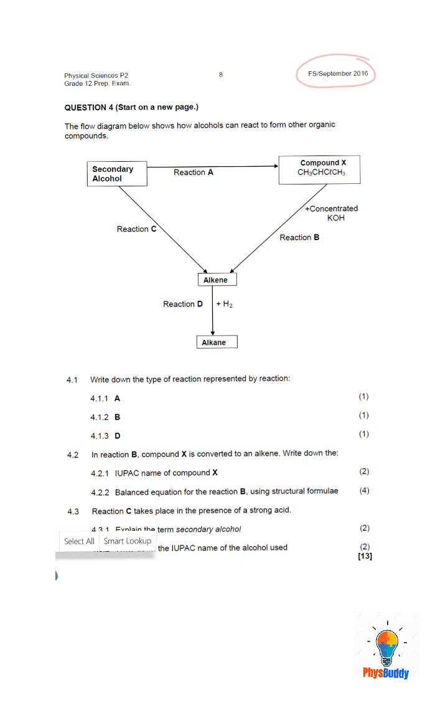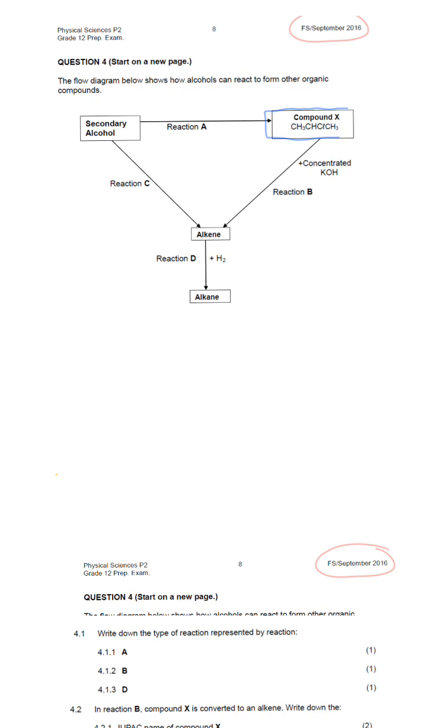So we can see here that there are arrows showing reaction A, B, C, and they give us a whole lot of compounds. So where do we start? Firstly, we look at a place on the flow diagram where we have a lot of information. So in this case, it would be compound X. So we can see for compound X, they've given us the condensed structural formula.